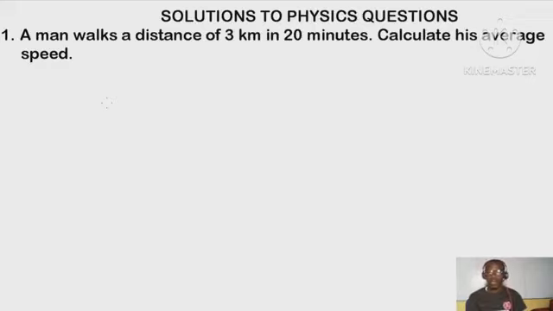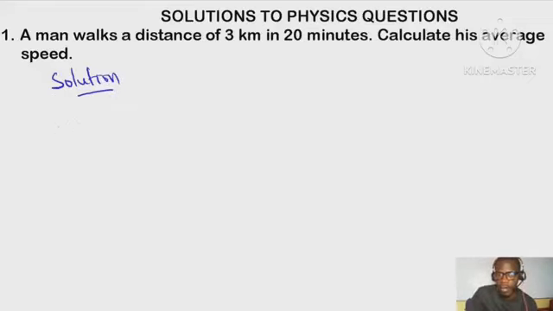And when you look at this question that we have here as the first question, the question says that a man walks a distance of 3 kilometers in 20 minutes. Calculate his average speed. Now, how do you calculate the average speed? The first thing we need to ask is, what is average speed?